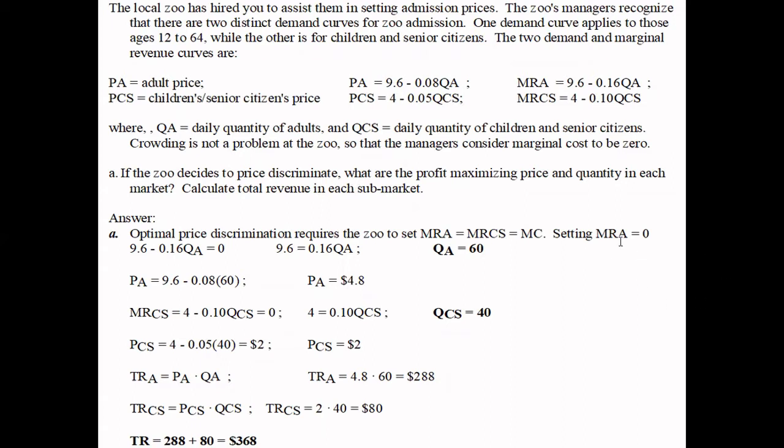So the marginal revenue equals 0. I will use the equation 9.6 minus 0.16 QA, which is the marginal revenue, and I will set it equal to 0. Marginal revenue equals 0 is the optimal condition for the first group. I equate it to determine the QA. If I have marginal revenue equal to 0, then the quantity will be 60.